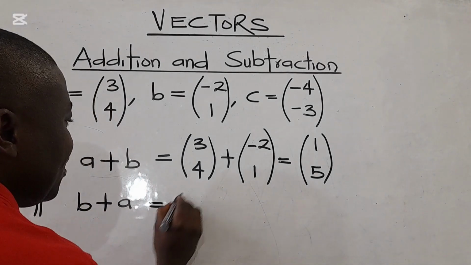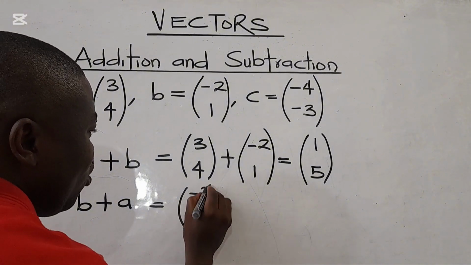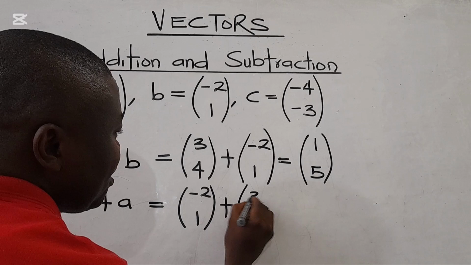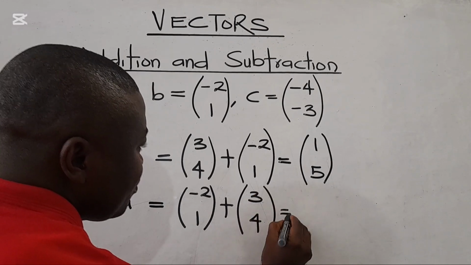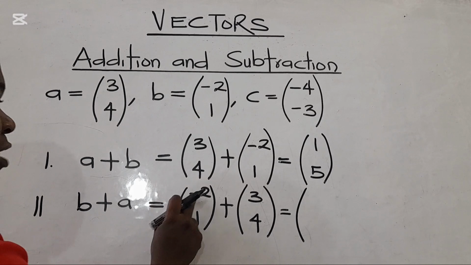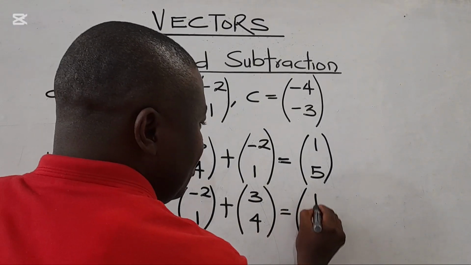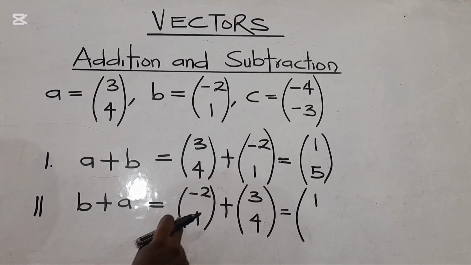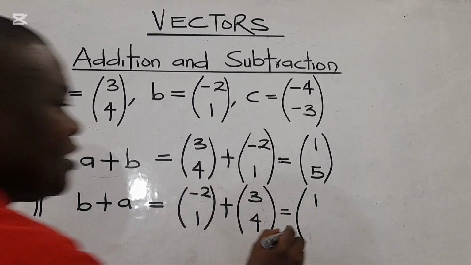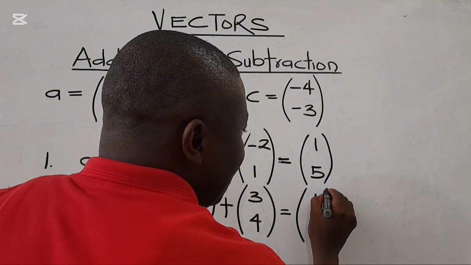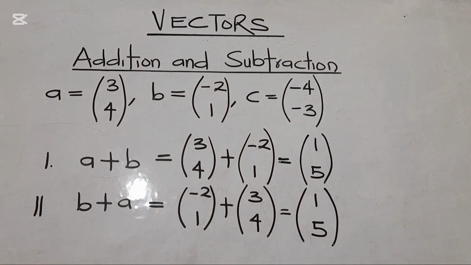B is -2, 1 plus 3 and 4. So we have a vector like this. -2 plus 3 is 1. And 1 plus 4 is 5. Wow. The same. It shows a property, a commutative property. Let's go to subtraction. Let's look at examples regarding subtraction.